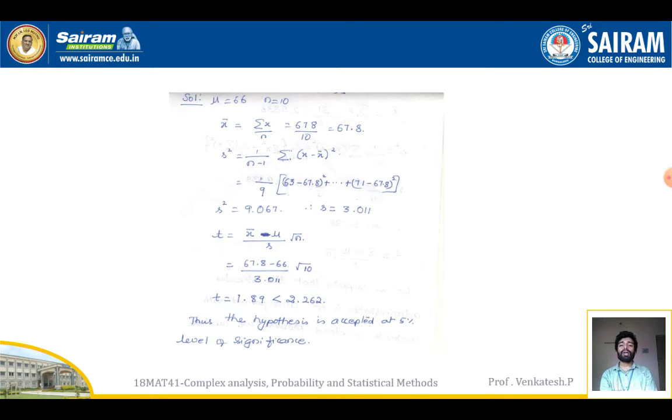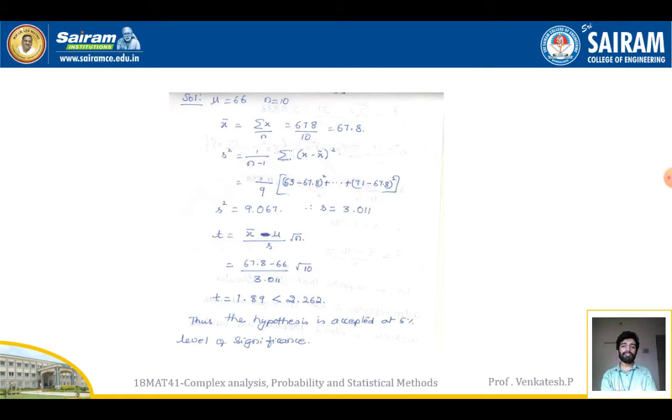I will take the null hypothesis as mu is equal to 66, and the alternate hypothesis that mu is not equal to 66. Since they have given 10 individuals, I can take n is equal to 10. The first thing is we have to estimate the value of x bar. By summing all the values of x, we can easily estimate x bar. So x bar will be equal to summation x by n.